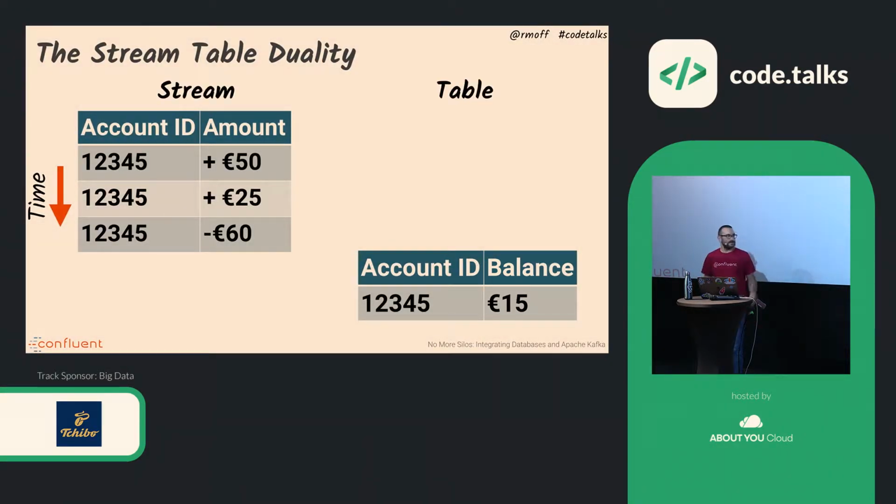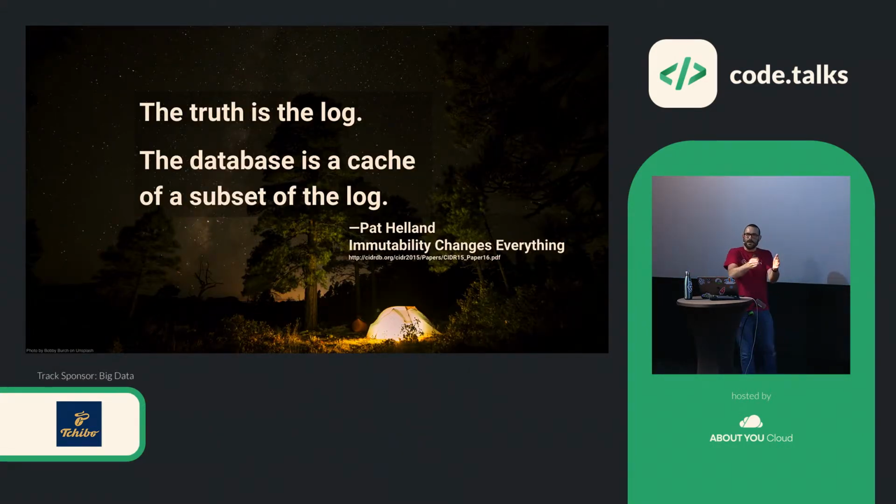So on one hand, you have a table. Select from table where key. Select the state, select the value from the table for this given key. But that state came about because of the stream of events. So all you actually need is the log of events. Okay, this great quotation from Pat Helland: the truth is the log, the database is a cache of a subset of the log. And again, this is what I talk a lot more about in my talk later today.